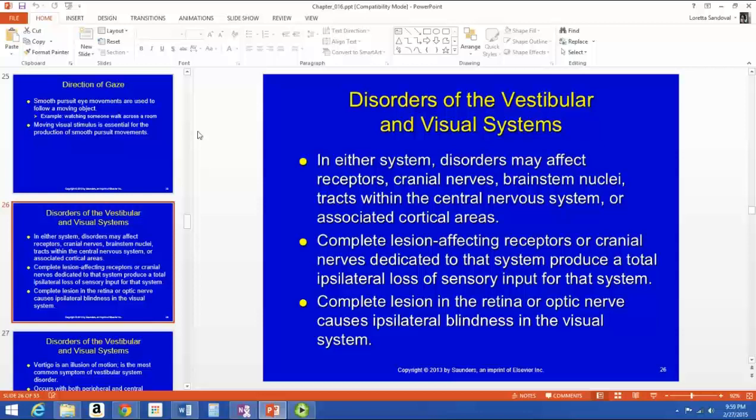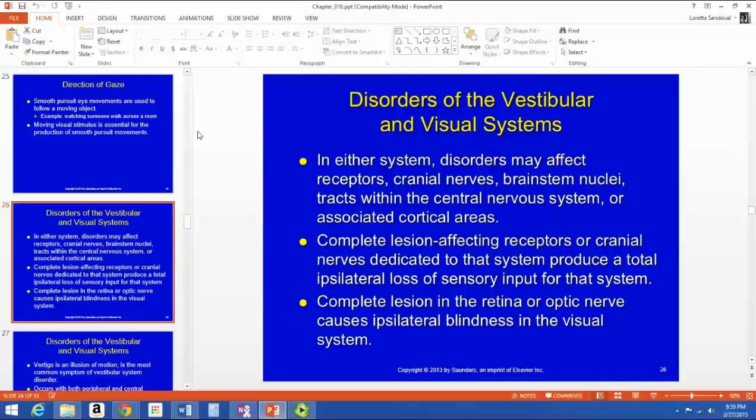So the complete lesion that affects receptors or cranial nerves dedicated to that system will produce a total ipsilateral loss of sensory input for that system. So if you had a lesion on the vestibular nerve, that's a complete lesion, it's not an incomplete, just like with the spinal cord injuries we talk about complete and incomplete. You're going to get total ipsilateral loss of sensory input for that system.